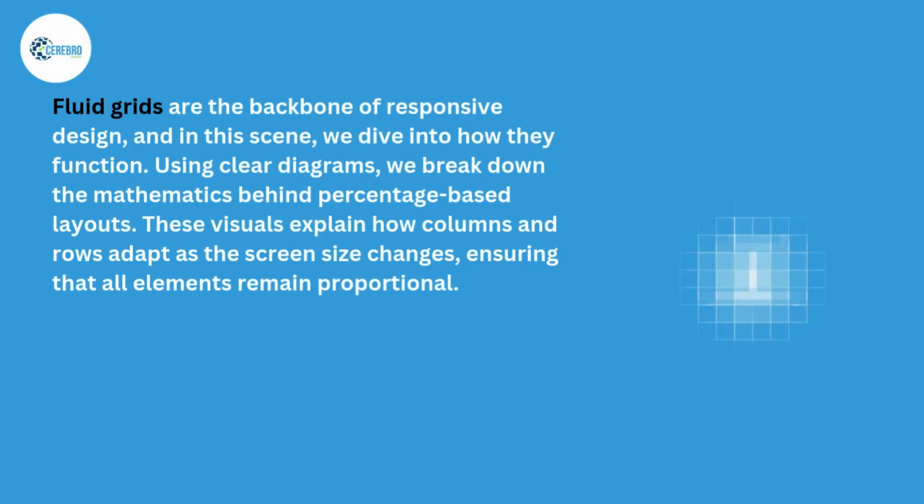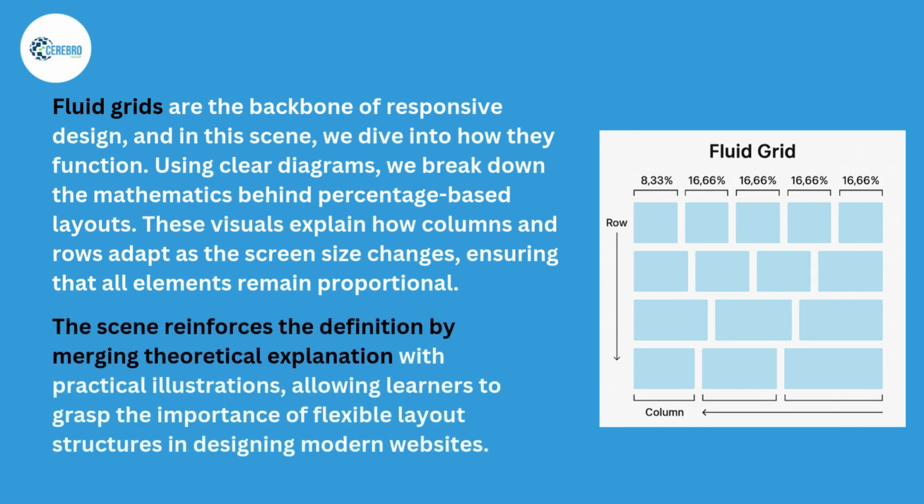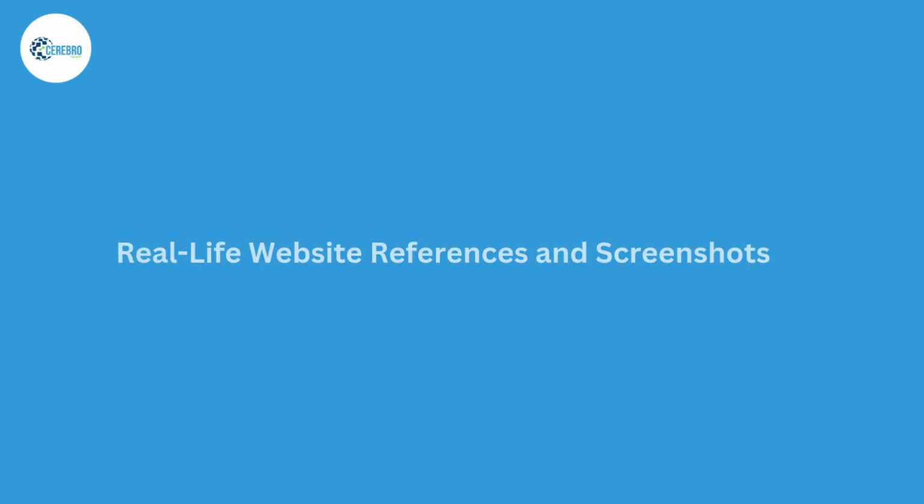Fluid grids are the backbone of responsive design, and in this scene, we dive into how they function. Using clear diagrams, we break down the mathematics behind percentage-based layouts. These visuals explain how columns and rows adapt as the screen size changes, ensuring that all elements remain proportional. The scene reinforces the definition by merging theoretical explanation with practical illustrations, allowing learners to grasp the importance of flexible layout structures in designing modern websites.